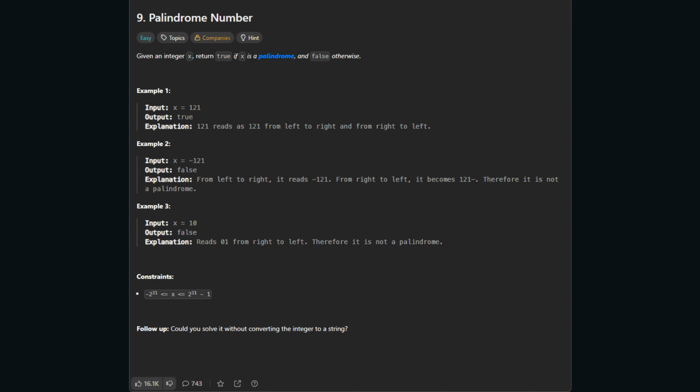Here is the problem page. It looks pretty straightforward, but there is a neat follow-up constraint that makes it much more interesting. Let's look at what we need to do.